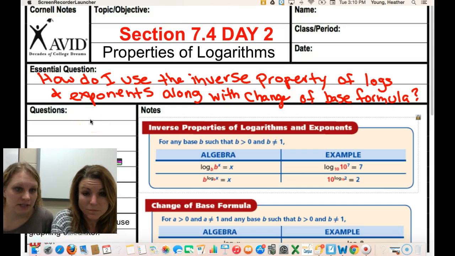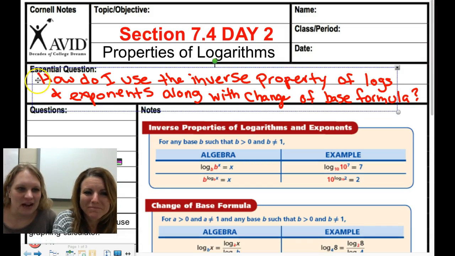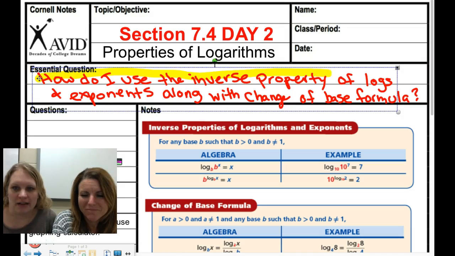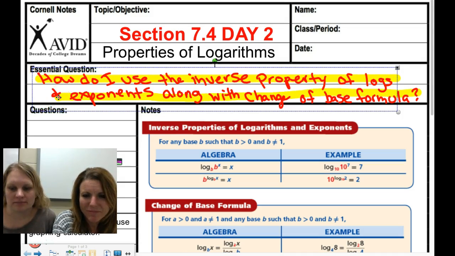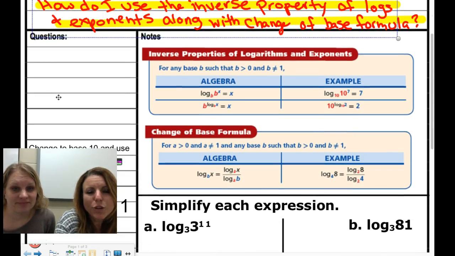All right, so here's day 2, properties of logs. And our essential question today is, how do I use the inverse property of logs and exponents along with the change of base formula? So these are very convenient properties. Let's look carefully at them.